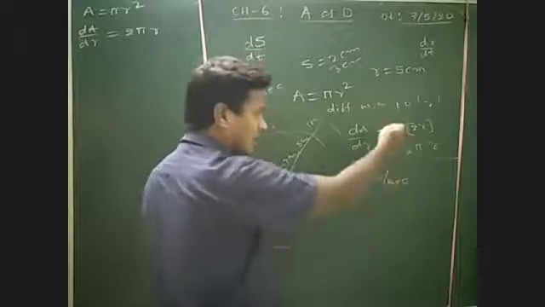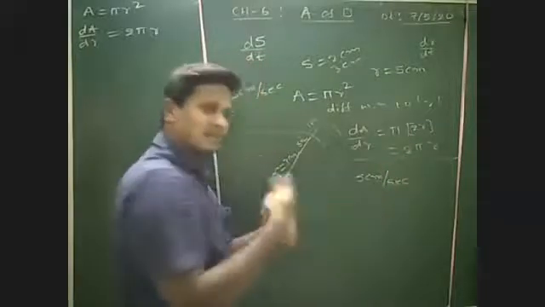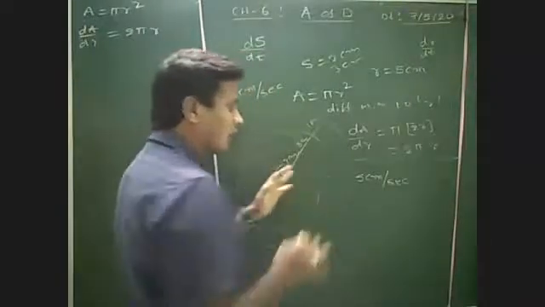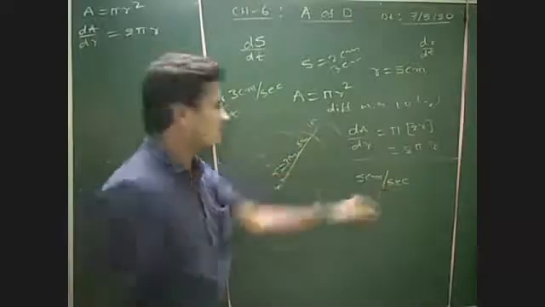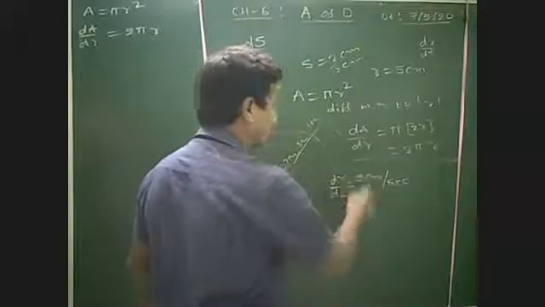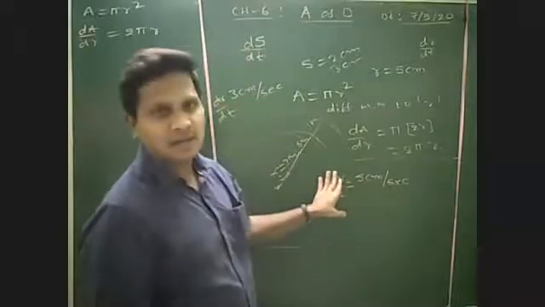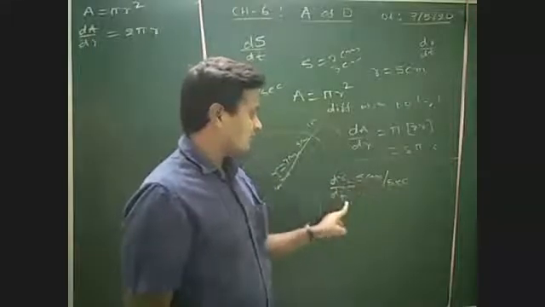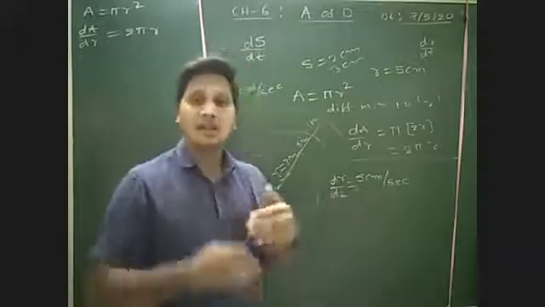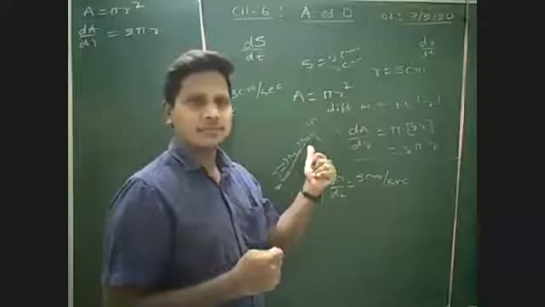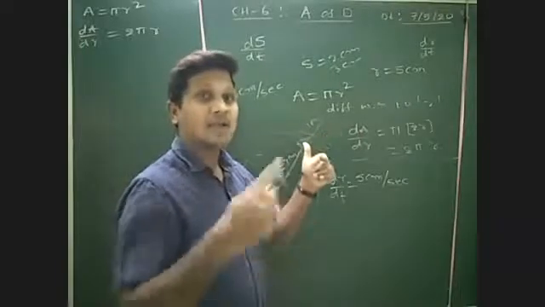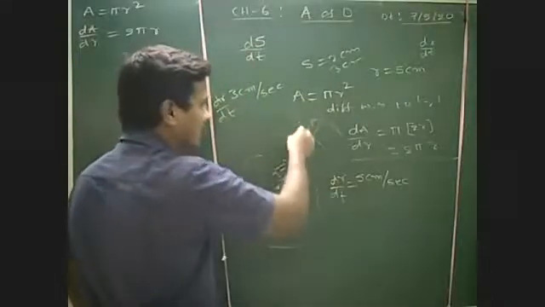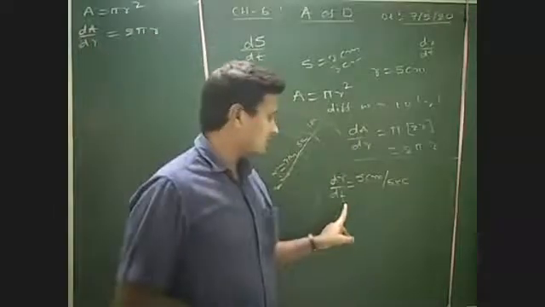Whenever they give per second, per minute, per hour, that is a rate measure. If they ask for the rate of change of radius, this is clearly dr by dt. With 5 centimeters per second, they don't give dr by dt, we have to write it: 5 centimeters per second is the radius with respect to time. Then what is the rate of change of area? Rate of change of area per second means we have to differentiate with respect to t only.